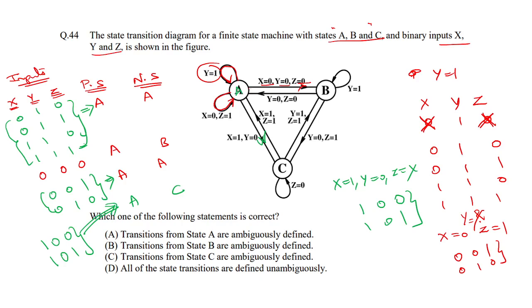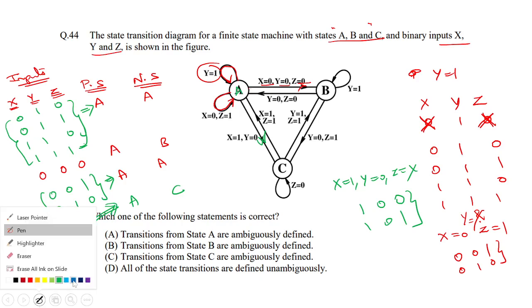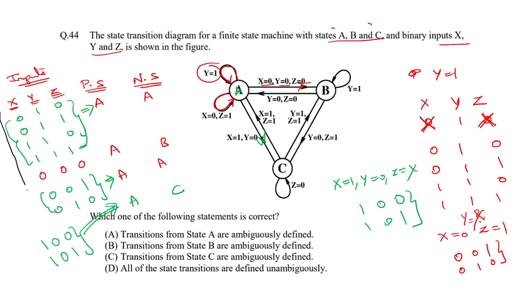Are you clear? 1 0 0 and 1 0 1 will make you go from A to C. Similarly, can you try for B and C? Is there any conflict in this? Can you cross check once? In these combinations, is there any conflict?